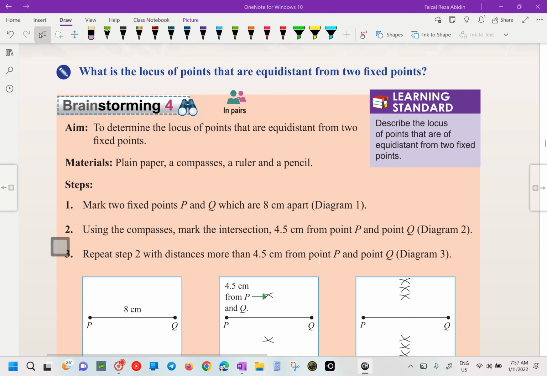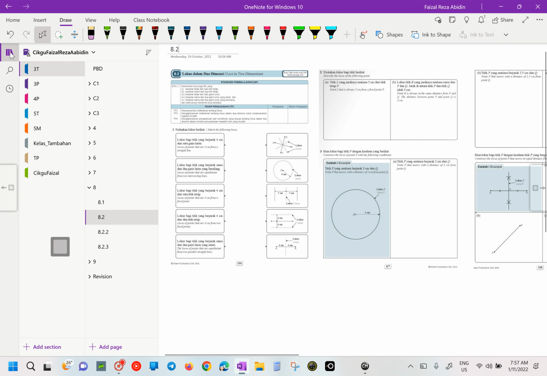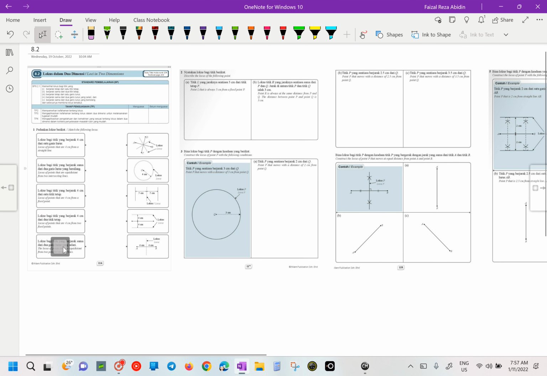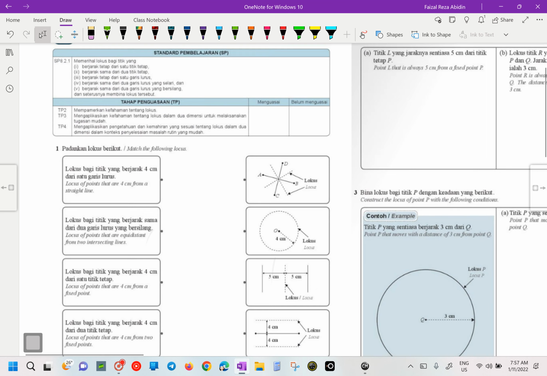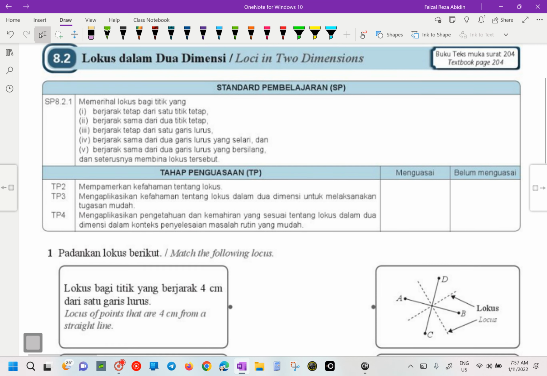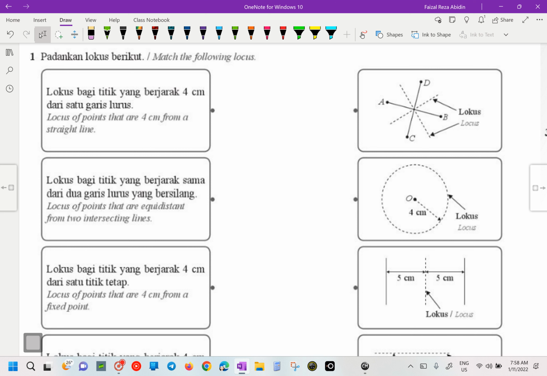Okay. Next learning standard already. Before that, we are going to look into our Nilam Book. Please open your Nilam Book to page 116 first. We are going to match the following locus. You can refer back to your textbook. Supposedly this one is a summary, but it is put in front here. No problem.